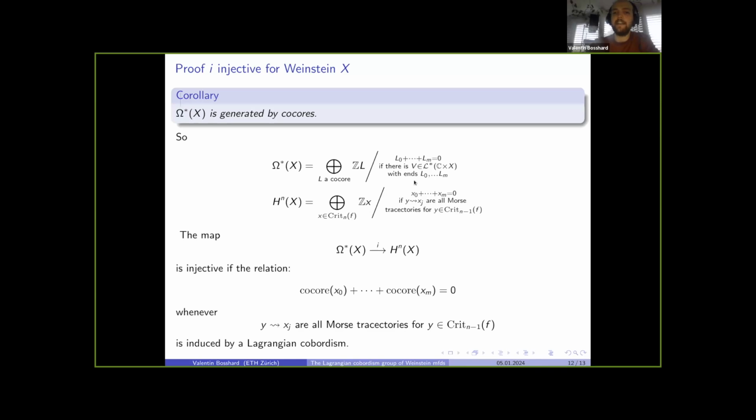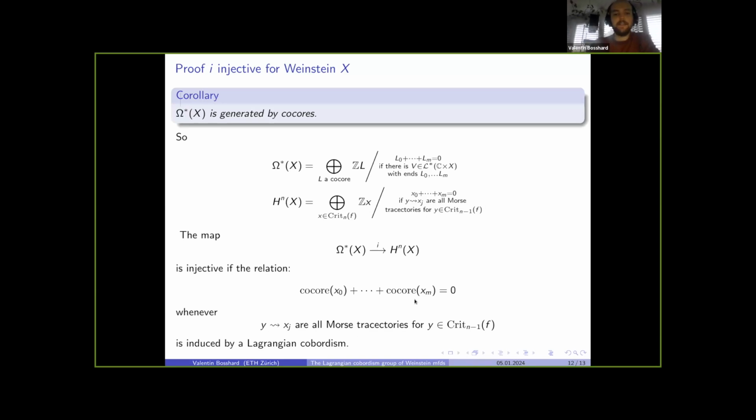that any relation of this form is induced by Lagrangian cobordism. So this is the following: if we fix a critical point y of index n-1, and we have Morse trajectories from y to xj for some xj's, then the sum of the co-cores is 0.